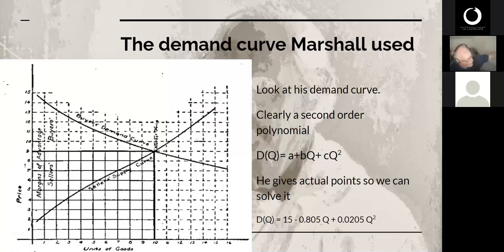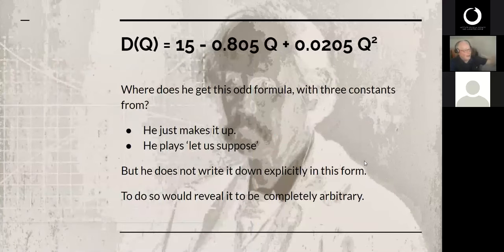And because you can see it's a curve, it's clearly at least second order. Sorry, I'm looking at the demand curve. It's at least a second order polynomial, because if it was not, it would be a straight line. So it must have at least 3 parameters, A, B, and C. And since he gives actual points, you can solve this and say what polynomial function would give that curve. Where does he get this formula with the 3 constants? I mean, my oil formula was arcane. This is another odd formula with 3 constants. Well, he just makes it up. This isn't based on any real observations. He is just saying, I'll draw a curve and that'll explain things. He plays let's suppose, but he never writes it down explicitly in mathematical form.